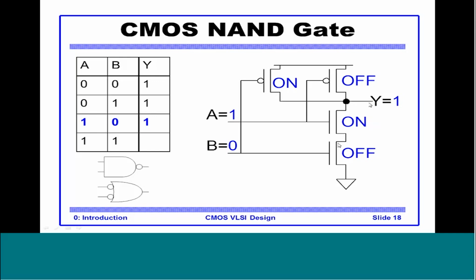To pull Y to 0, both these NMOS should be on. That is, both A and B should be 1. So what we see here is that when the gate type is NAND, the pull-down represents the complementary functionality of a NAND gate. The complement of a NAND gate is nothing but an AND gate. So the pull-down circuit is a series connection, since series means AND, of the complement of the gate we want to achieve. We will look at this concept in detail later.